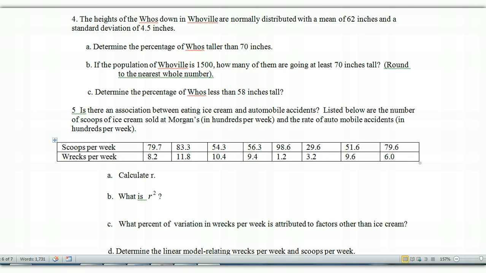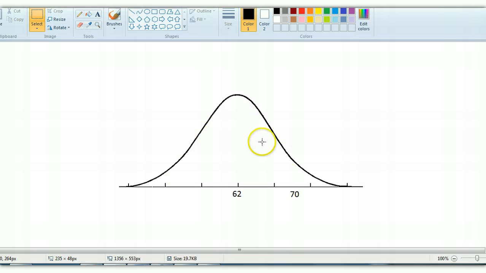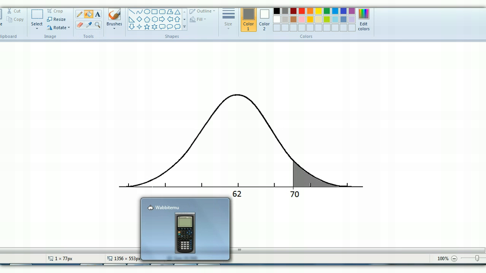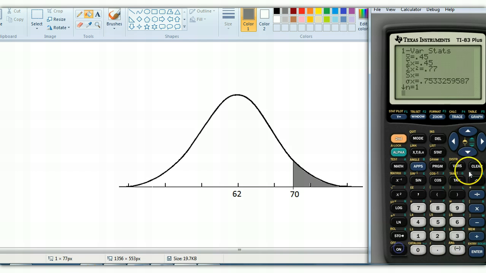Alright, so we got a bell curve because of the normal distribution, and the mean is 62, and we're looking to see how many people are taller than 70. So this is giving us a basic idea how this works. So we got 70 right here, some number above the mean, and we're looking to find that area right there. Alright, so that's basically what we're being asked to do.